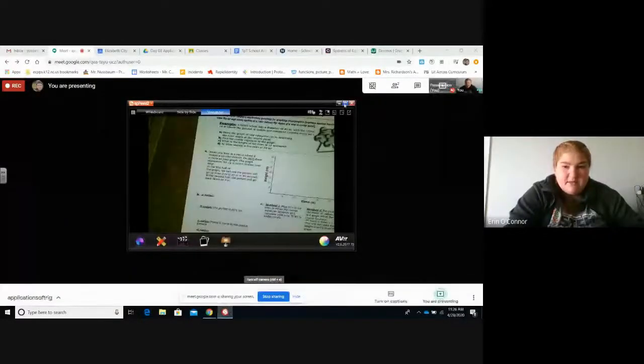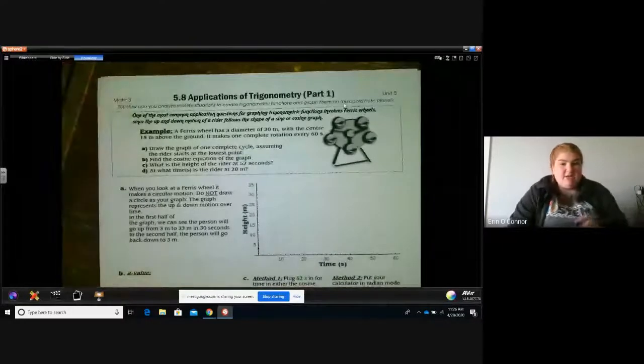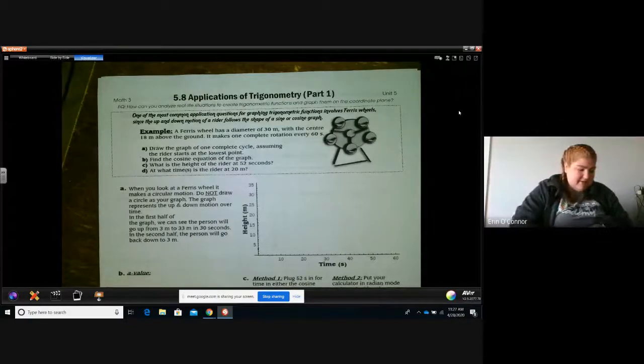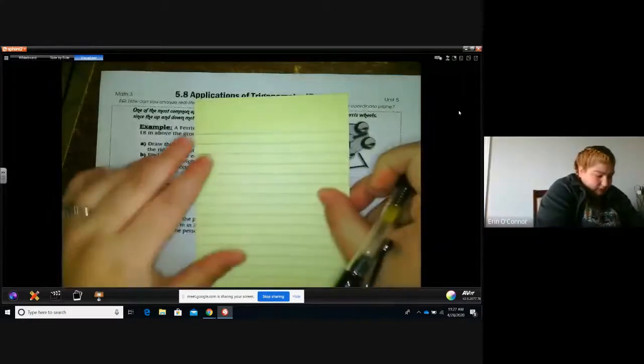All right. So looking at this right now, one of the most common application questions for graphing trig functions involves Ferris wheels, since the up and down motion of a rider follows the shape of the sine or cosine graph. Before we get into the example, we're going to draw this out so we have it as well. So let's look at this.